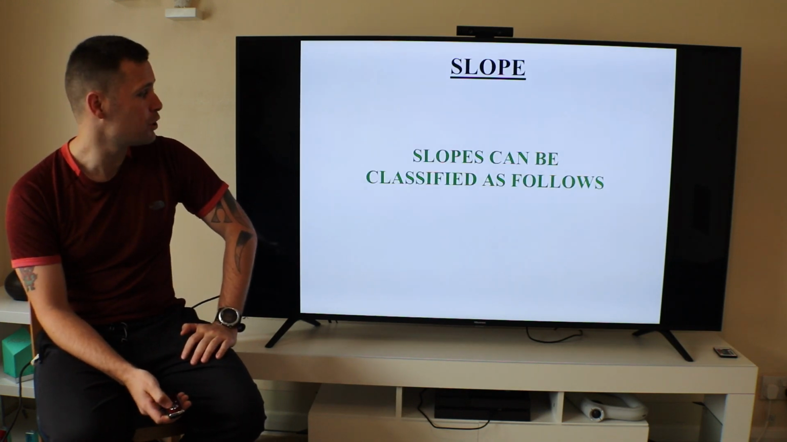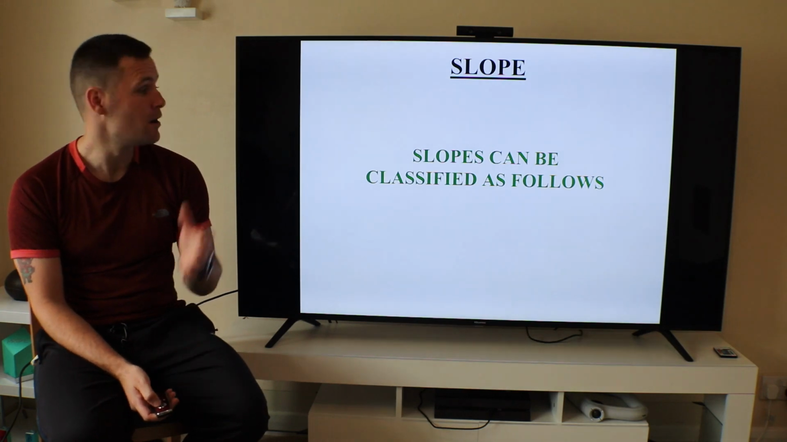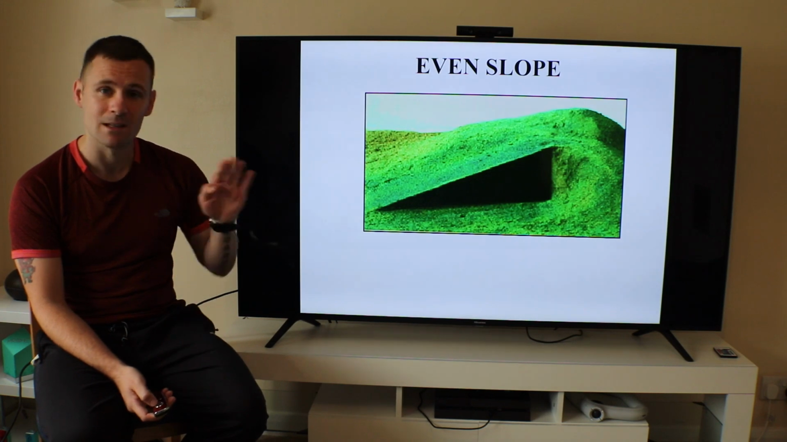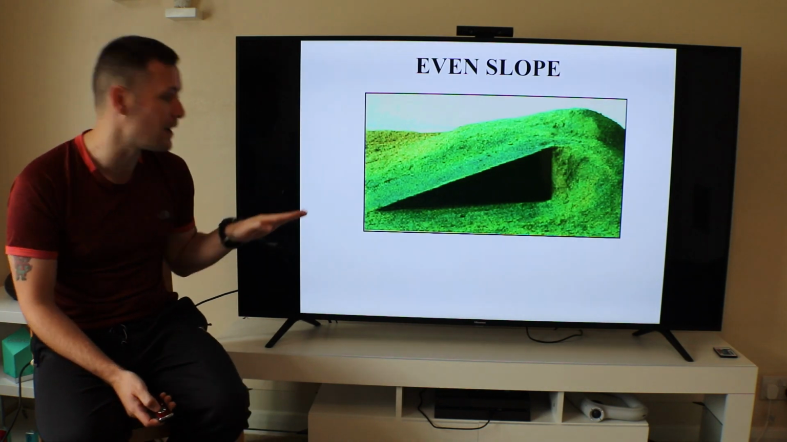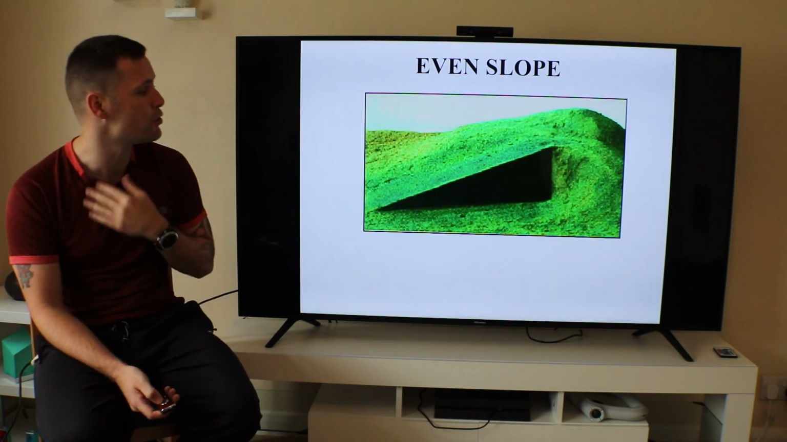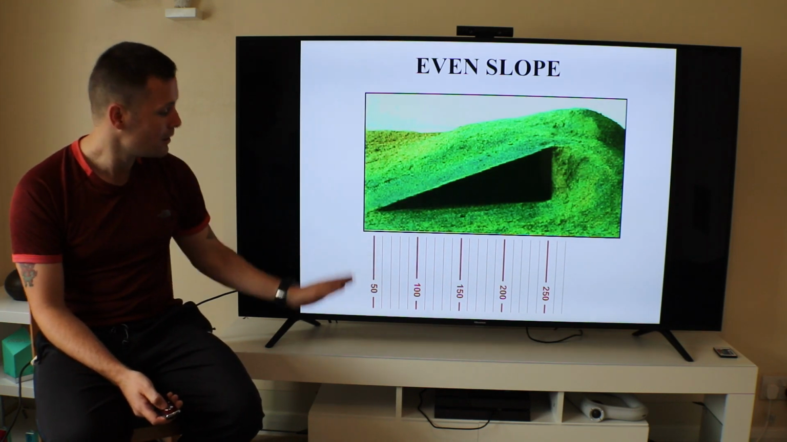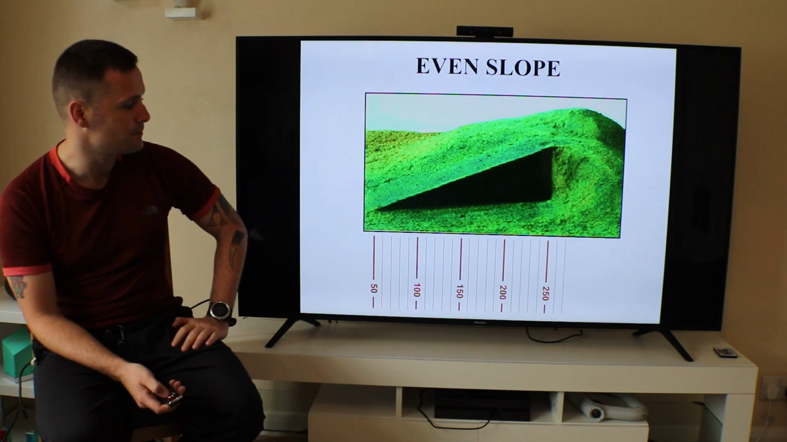Slopes can be classified as the following. I'm going to show you a few different types of slopes. First you've got an even slope, which is a nice gradual, even slope. This is how you'll see the contours, evenly spaced, and it's just a nice walk. Bang, bang, bang, bang, nice and even.